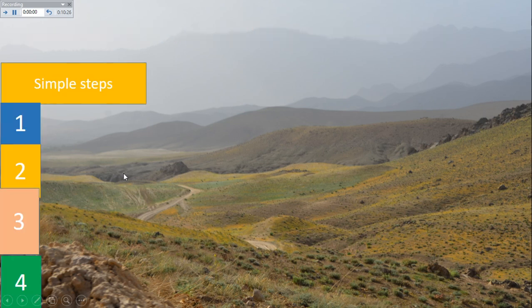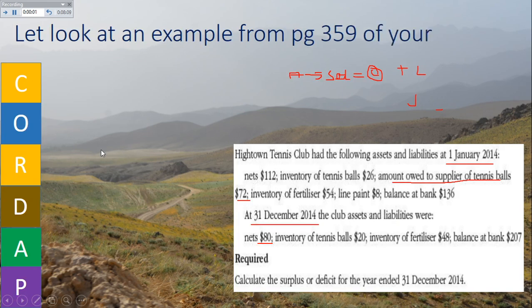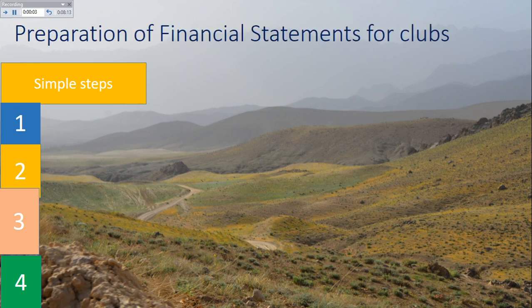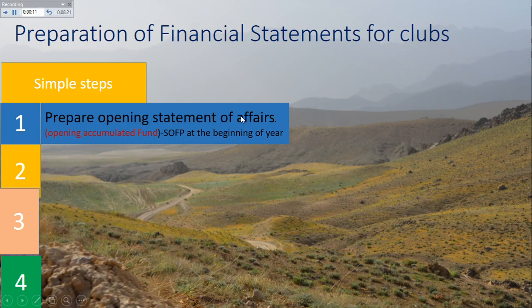Preparation of financial statements of club. So to prepare the financial statements of the club, we need to follow simple 4 steps. Number 1 step is you need to prepare the opening statement of affairs. Now this is done to calculate your opening accumulated fund. It's basically a statement of financial position at the beginning of the year.